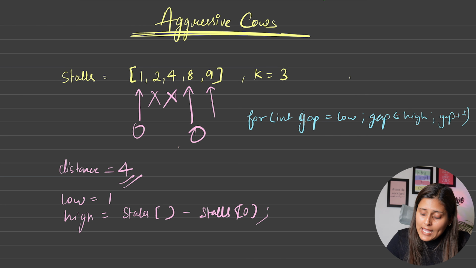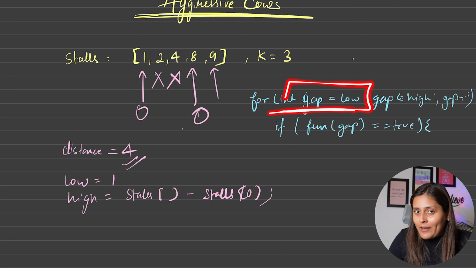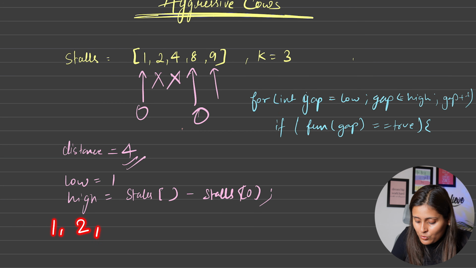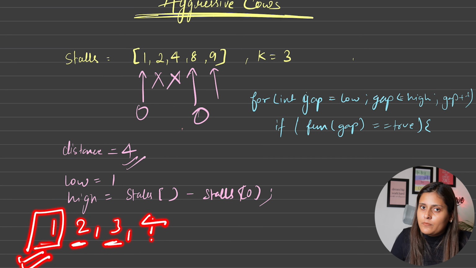Now with this gap I have to check if it is possible or not. Suppose I made a function, and I will send this gap. If with this gap it is possible, it returns true. Think again. You are running your for loop from the lower value. So at 1, 2, 3, 4, previously you remember with 3 it was possible, with 1 also, with 2 also. If you run from this part, definitely you will say yes, it is my answer.